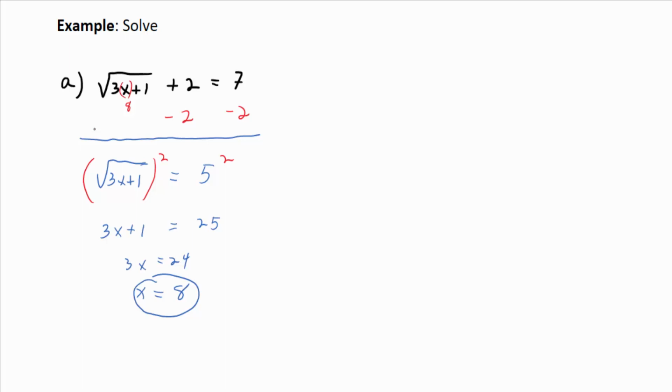So 3x plus 1 would turn into 3 times 8 plus 1. What would that be? 24 plus 1 is 25. And then you take the square root. What's the square root of 25? 5 plus 2? 7, right? So yeah, 8 checks. It's not an issue. But not all your solutions are going to check, as you'll see. Any questions on that?